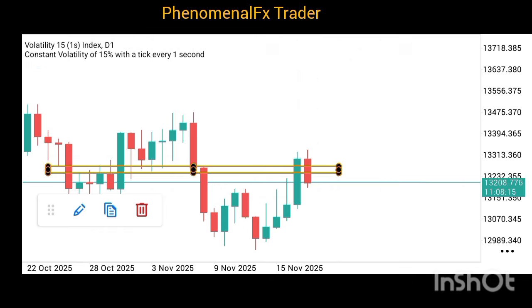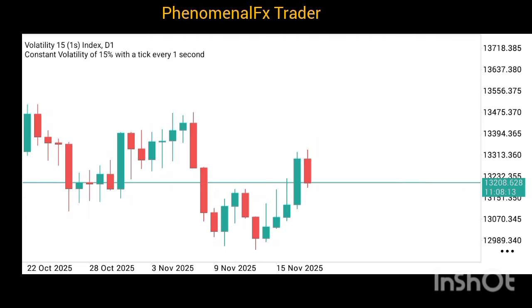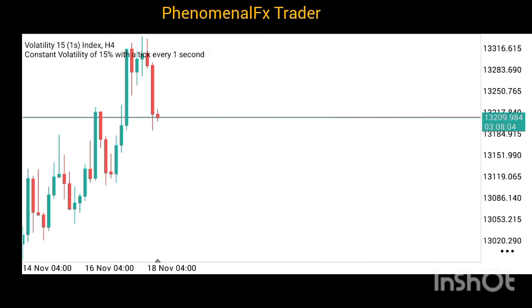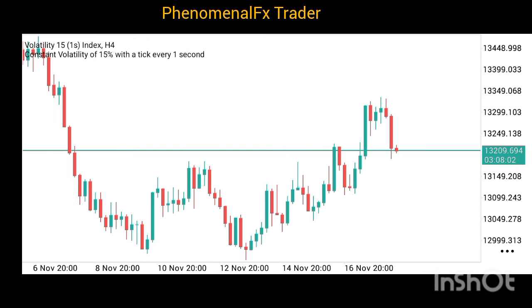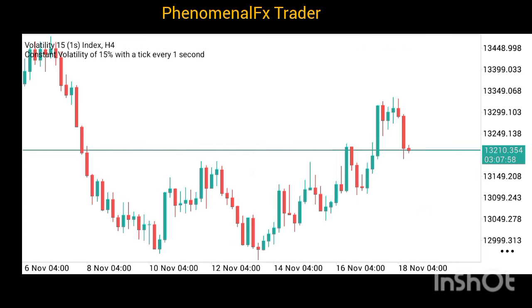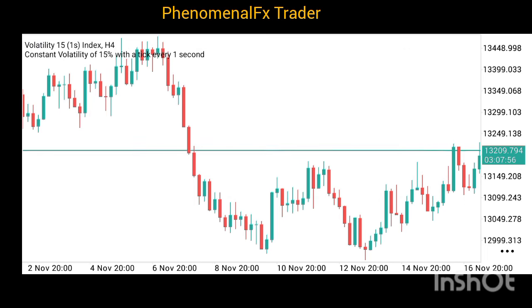Okay, so meanwhile, let's go to a lower time frame so we can see if there is an opportunity for us to take some sells on this pair. All right, so on the 4 hourly time frame, we see that the market is still bullish because there's been no valid change of character yet.